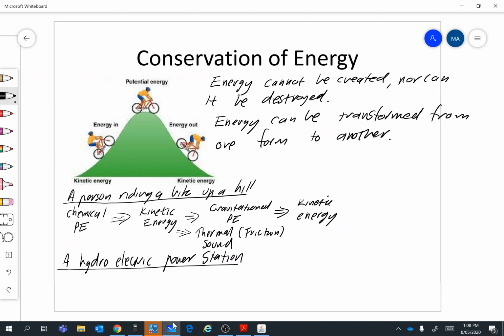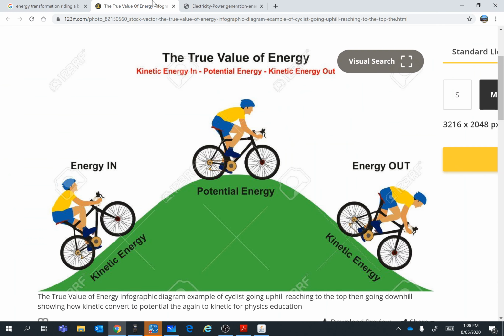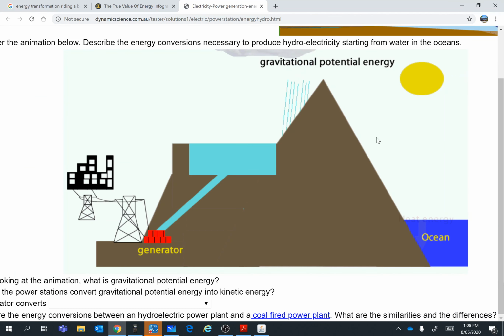Okay, a hydroelectric power station. Right, so I'm going to have a look at this animation here. Now, just ignore this bit of this GIF, the heat energy. We're not considering that part of the cycle. We're going from here onwards, the gravitational potential energy. So what they do is they build storage or an impoundment, like a dam, up very high.